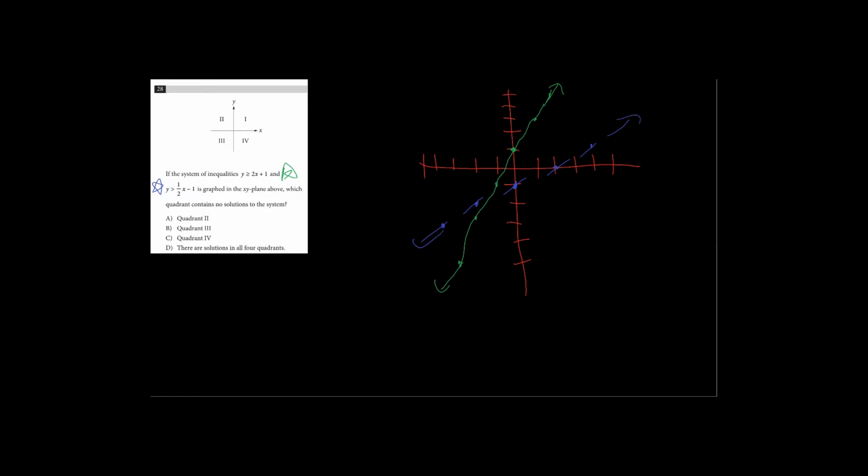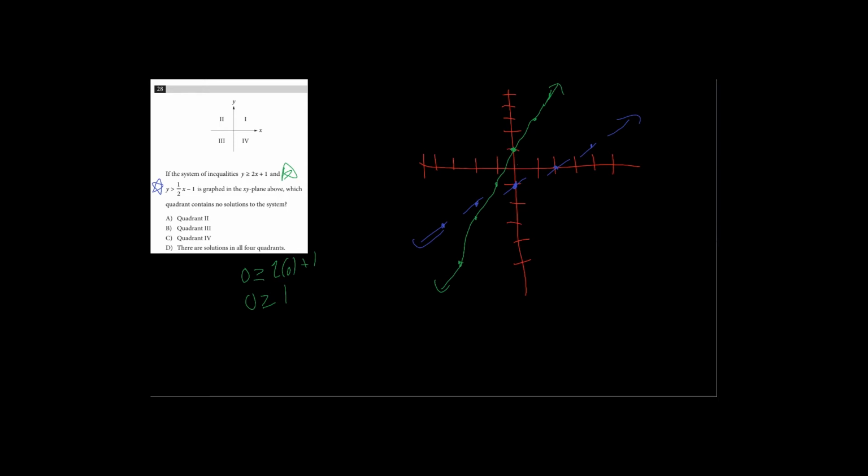So to solve these, what we have to do is actually pick a test point that is not on the line. So for the green, I want to pick 0, 0. I pretty much always want to pick 0, 0 unless it's on the line, just because it makes the math easier. So when I plug in 0, 0 into that equation, I get 0 is greater than or equal to 2 times 0 plus 1. So 0 is greater than or equal to 1.